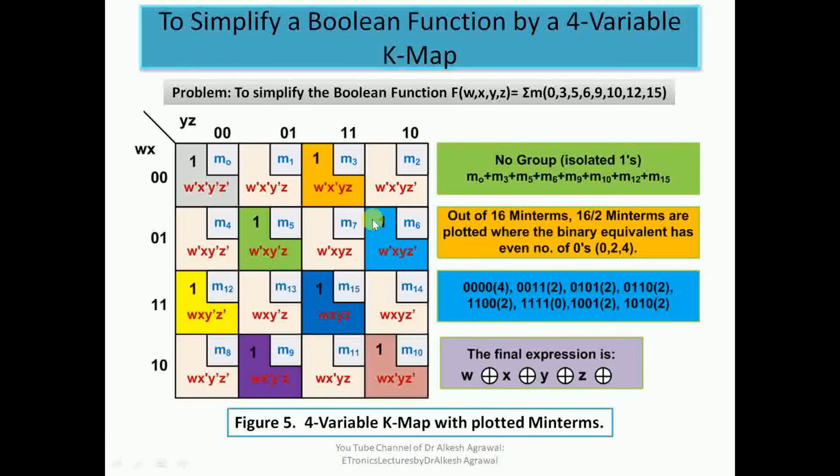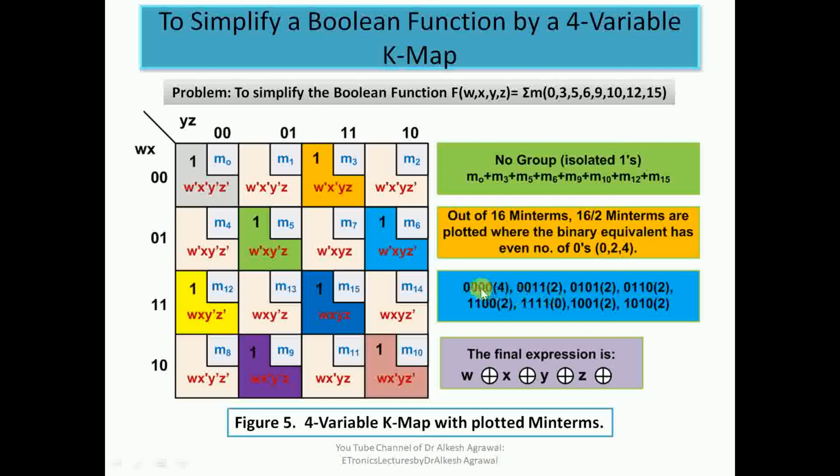Now we have some special K-maps where you can see the plotting is done at certain minterms: m0, m3, m5, m6, m9, m10, m12, and m15. The specialty about this K-map is none of these minterms can combine with each other, and we can see that out of a total of 16 minterms, half of them, that is 16 by 2, are being plotted where the binary equivalent has an even number of zeros. So either it has no zero, or two zeros, or four zeros. I have clearly explained this.